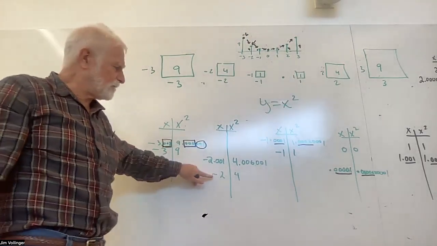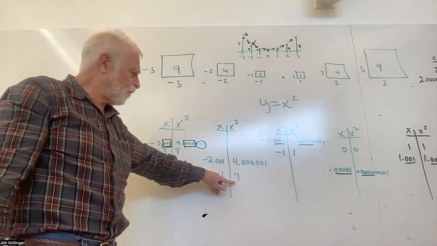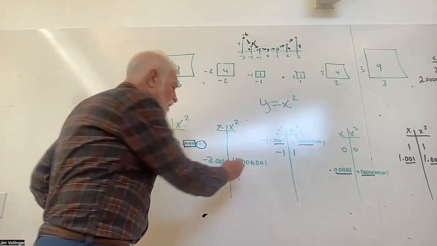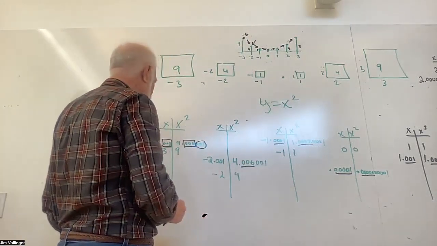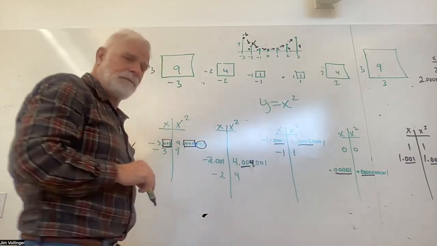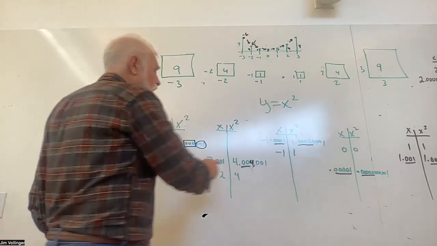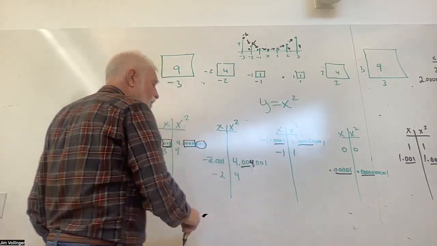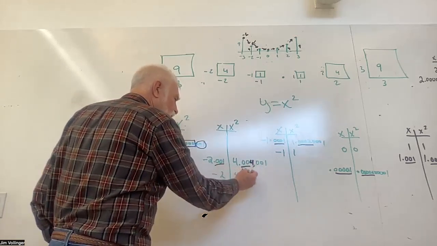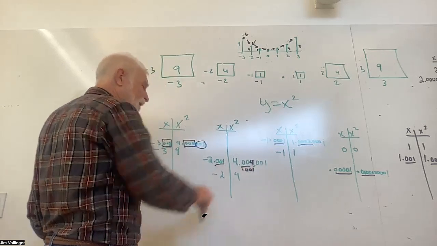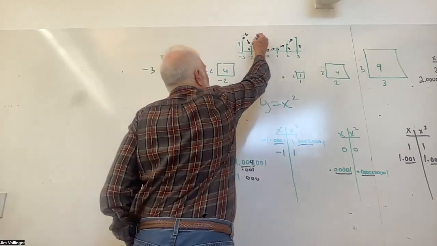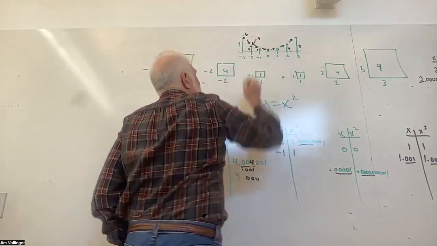-2, I kept it to 3 decimal places. -2 squared is 4. -2.001 squared turns out to be 4.004001. I made a boo-boo here, it should be 0.004. I put this up too quickly before. That's going to be a change of 0.004 divided by 0.001. But we're coming down now, so we're subtracting. So that's coming down at 4 to 1 at that instant.